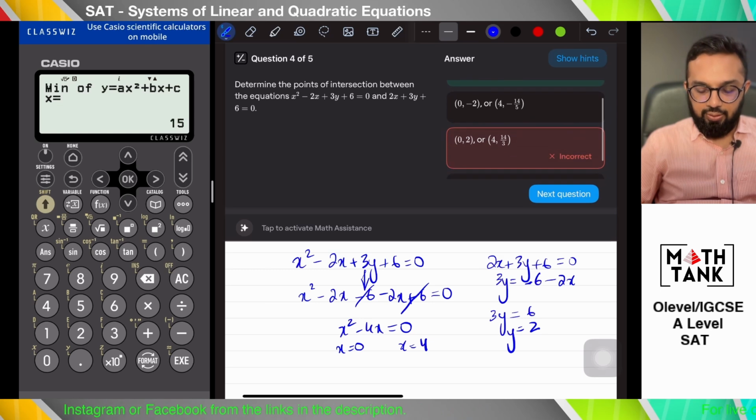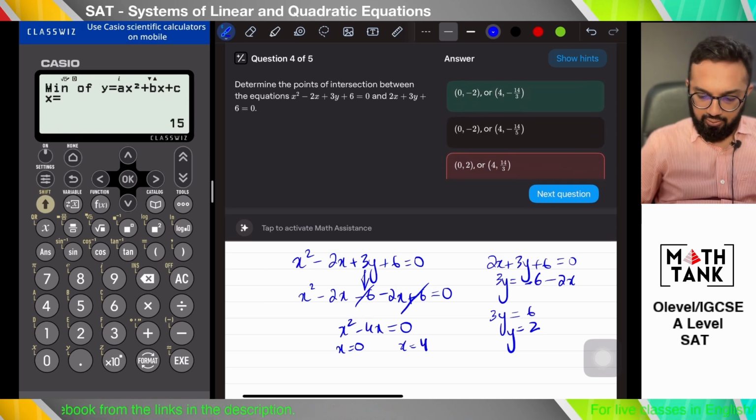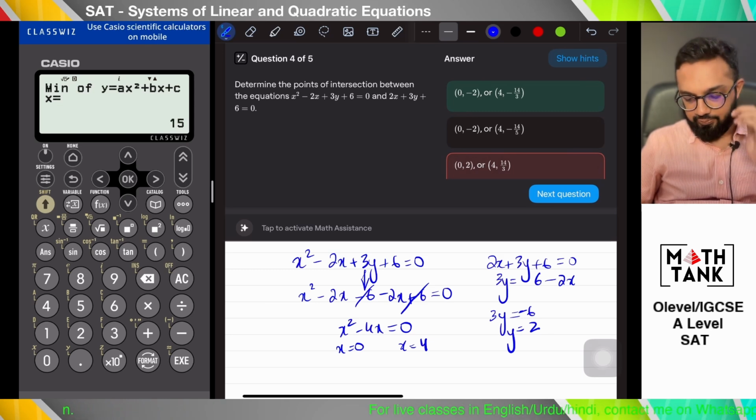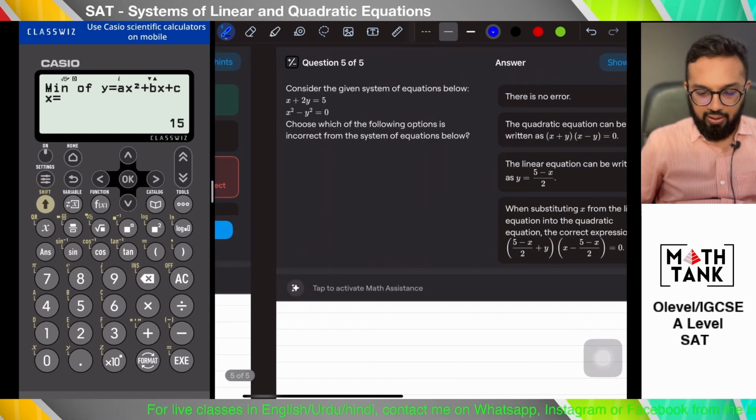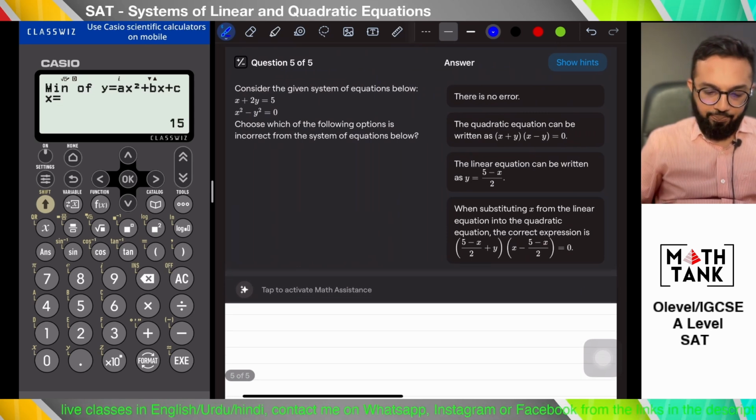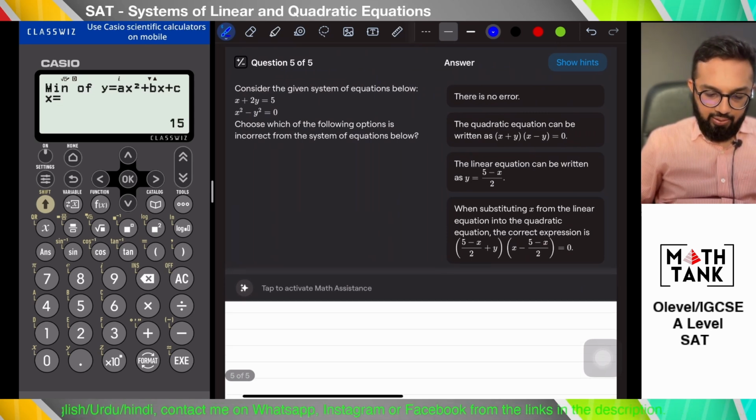Or there was, oh, that's minus 6. I forgot. That should be the correct answer. y equals minus 2. Okay, I would have had to solve for the other one as well. I rushed through this.